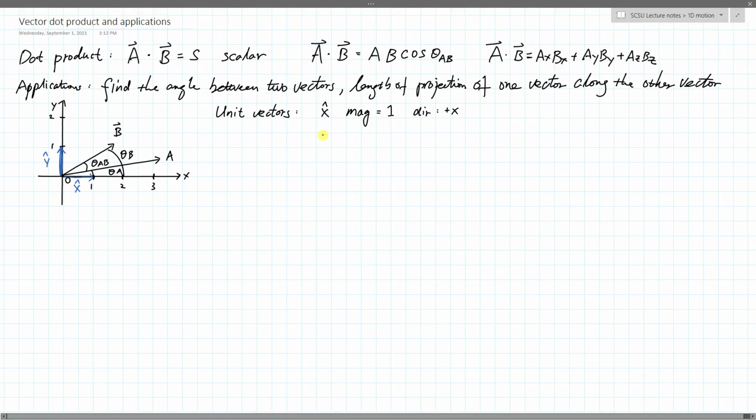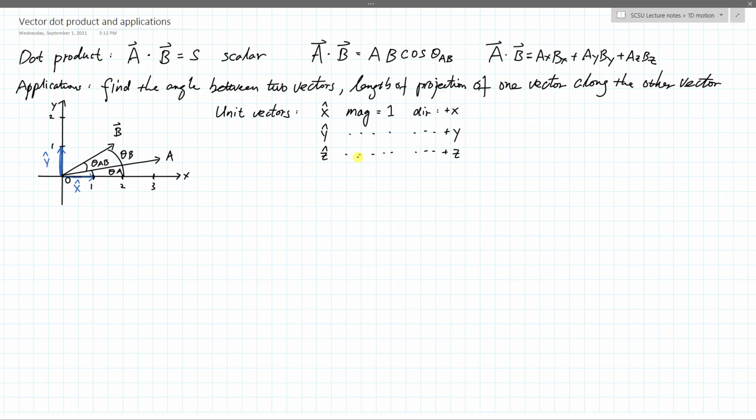So there's also a y hat, magnitude also equal to 1. Direction is also positive but in the y direction. And then the z unit vector, magnitude is 1 and direction is the positive z direction. So these three vectors are mutually perpendicular to each other, right? They're also all the same length of 1.